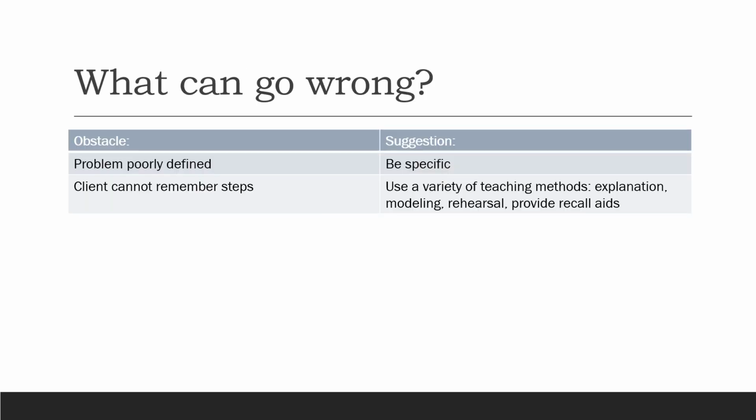Sometimes in problem solving, you may encounter some obstacles, like the ones in this particular slide. The problem may be poorly defined, or your client may not be able to remember all the steps needed to resolve it. And so in these cases, we need to be sure that there's enough specificity in defining the problem, and try to incorporate a variety of teaching methods to help your client recall the steps that you discussed. A lot of times when they can't come up with the solution, it's because they haven't appropriately defined what the problem is.